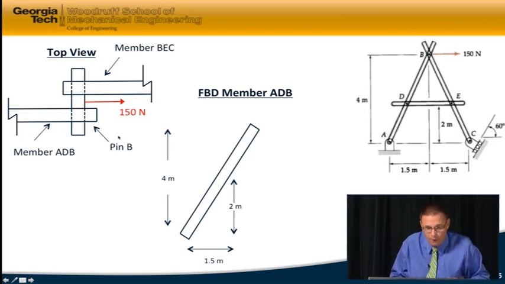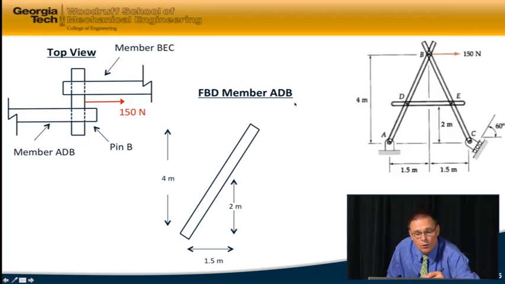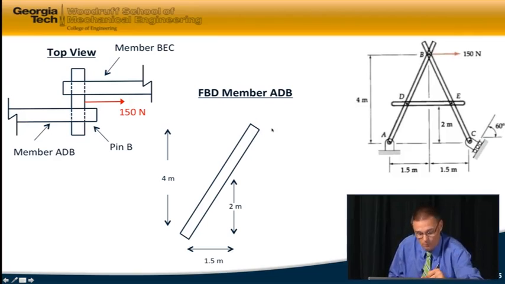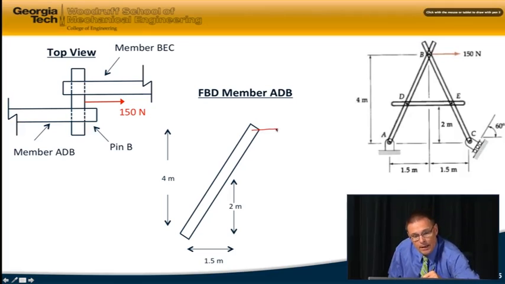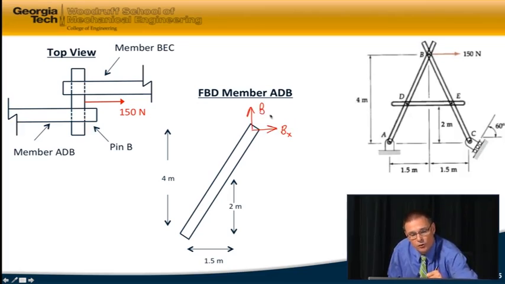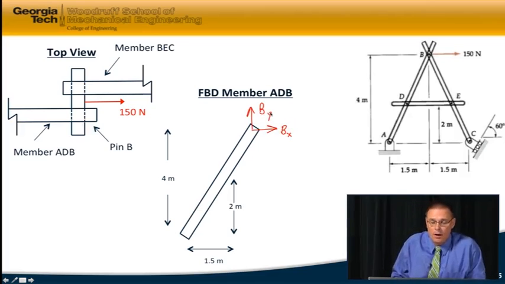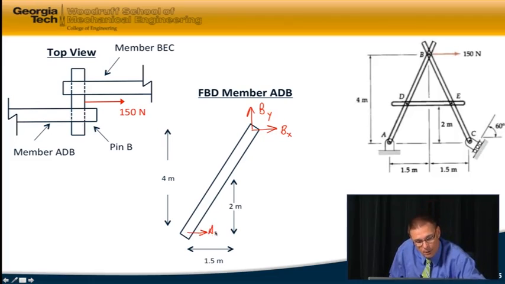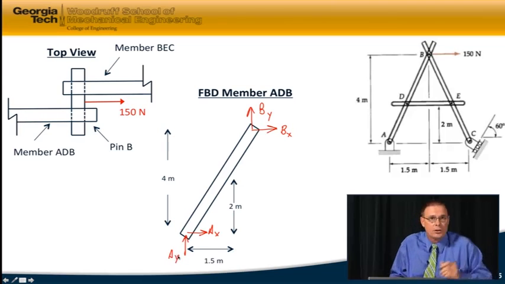So at the pin itself, we have two force reactions, BX and BY. I'll just assume them to the right and up. We also have a pin reaction at point A, so I'll draw AX and AY. Again, I've just assumed the direction.